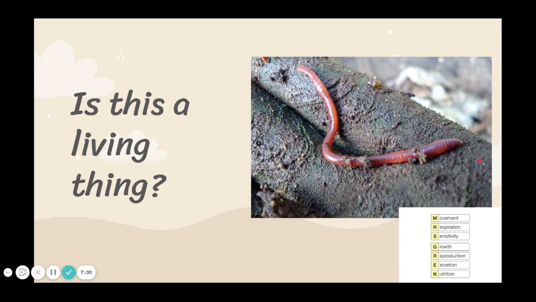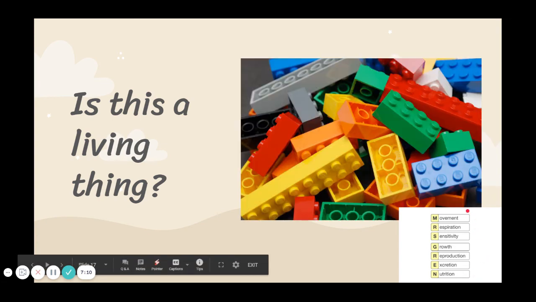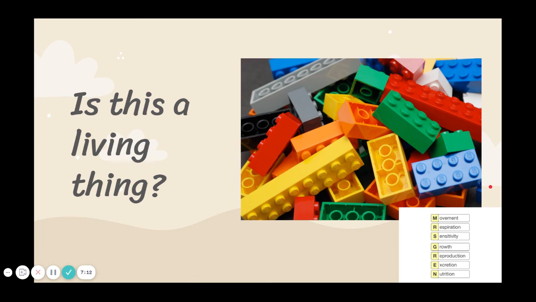Is this a living thing? Thumbs up or thumbs down? Yes, it is. A worm is a living thing. It does all 7 of our Mrs. Gren things. Last one. Is this a living thing? Thumb up or thumb down?